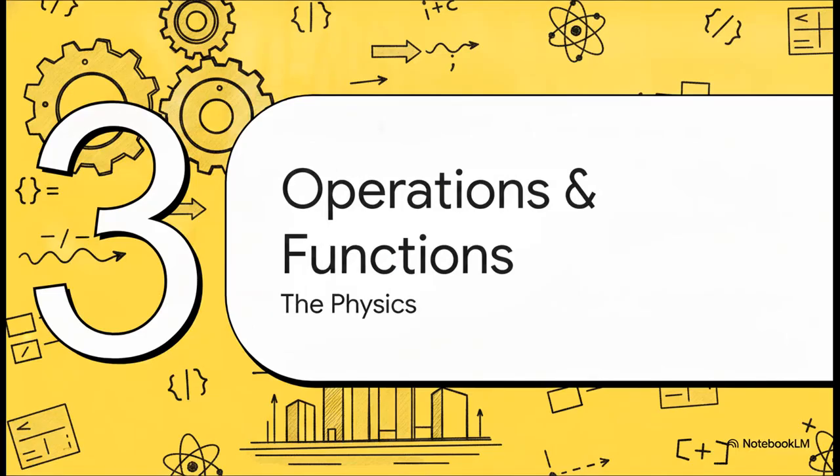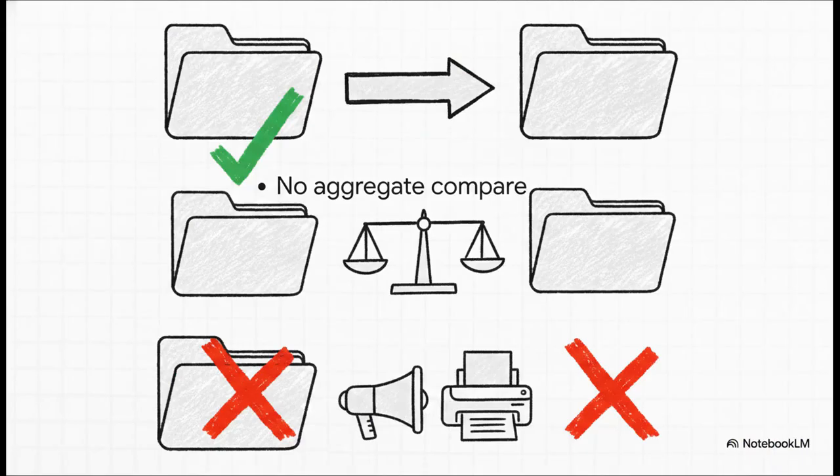Section 3. Struct operations and functions, the physics. Next up, let's explore the laws of physics governing structs. By that, I mean what operations C++ actually allows us to perform on them as whole units. What's really fascinating is the strict boundary C++ places on structs. While you can conveniently copy an entire struct using a simple assignment statement, like student = newStudent, you are strictly forbidden from performing aggregate relational comparisons or aggregate input and output.